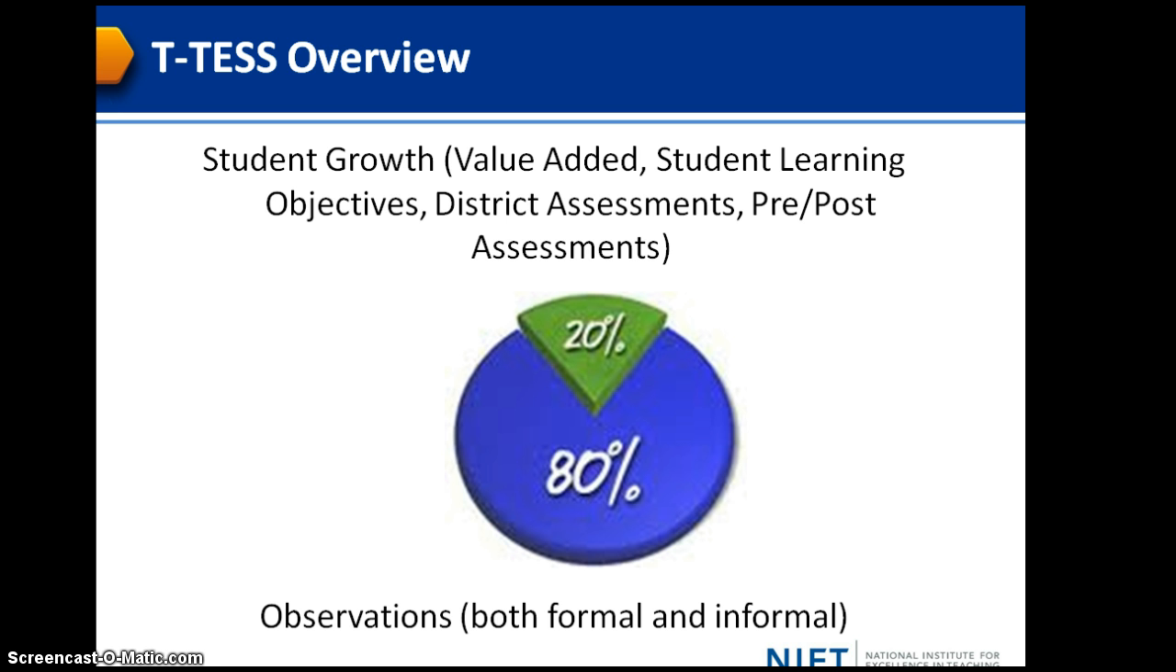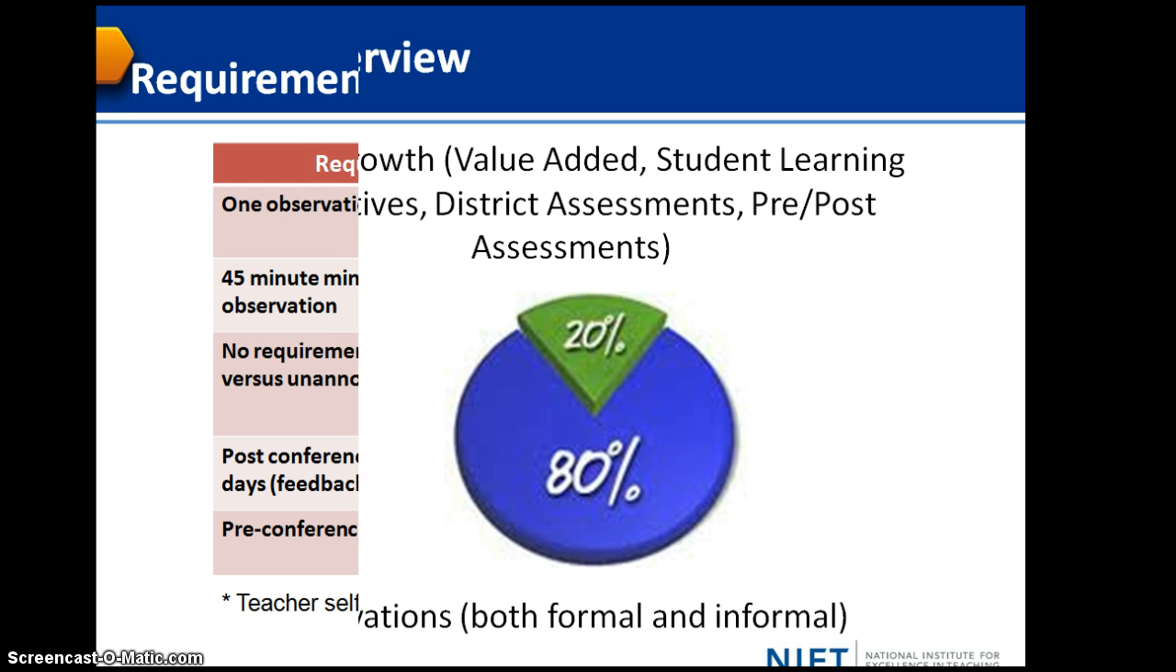But eventually, 80% of it will be based on observations, both formal and informal, and 20% will be on student growth. Now, I know when you see student growth, you go, whoa, what are they looking at? Well, the truth is they're not sure what they're looking at yet. That is why, for right now, in the pilot districts, they are not including the student growth measure. But we do want to let you know that it might be there when this gets rolled out to the entire state. So it's something to think about, but not to stress over.